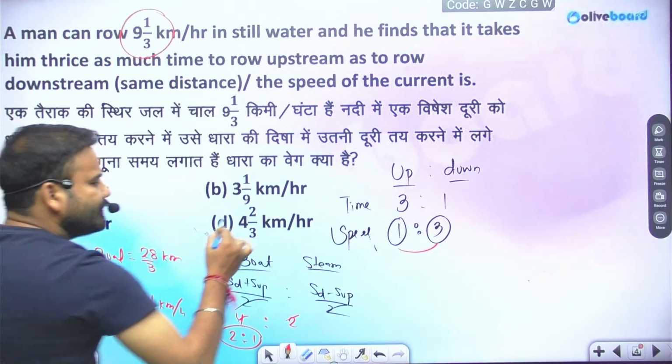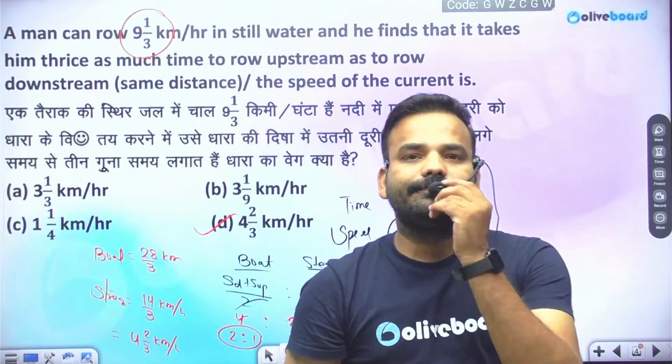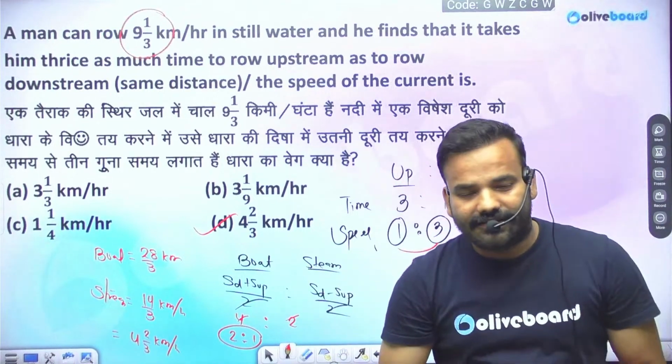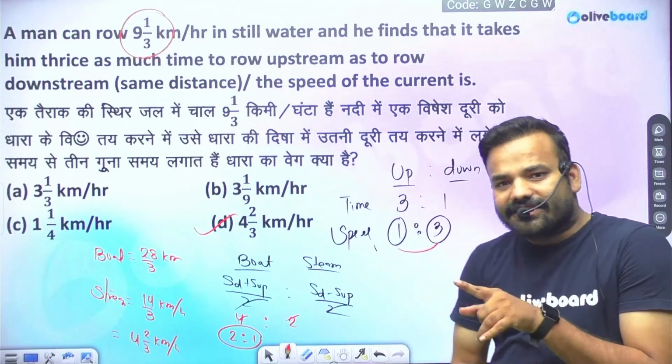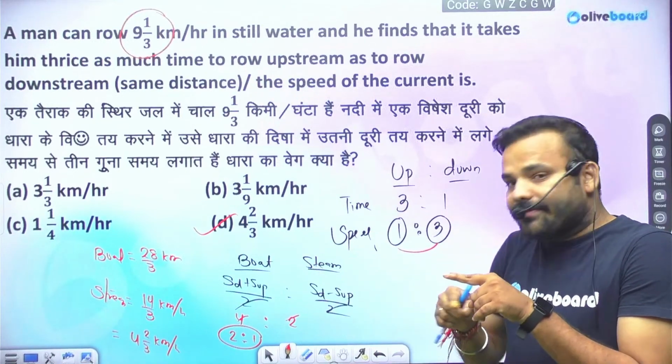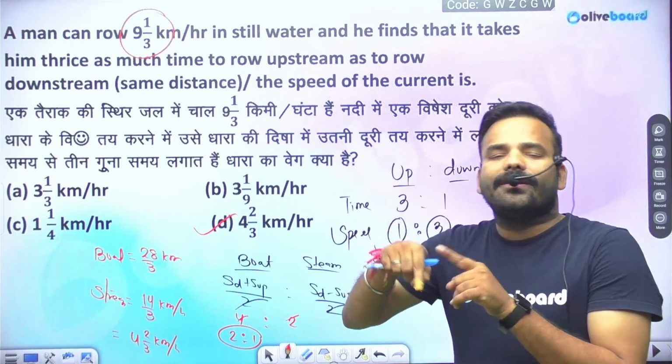How to do it orally? See. Sir, what is given? Sir, here speed of boat is given. And it's mentioned that the time taken is thrice in upstream compared to downstream.